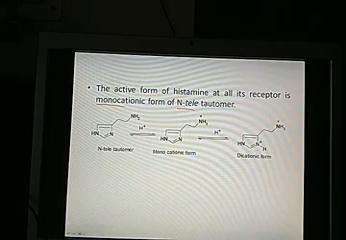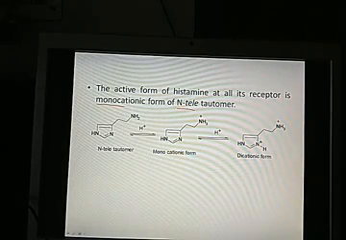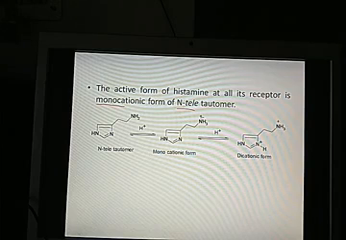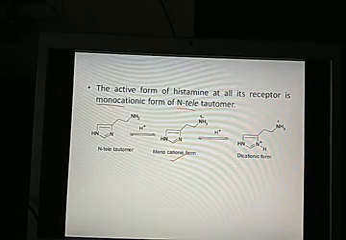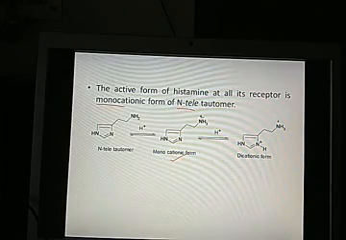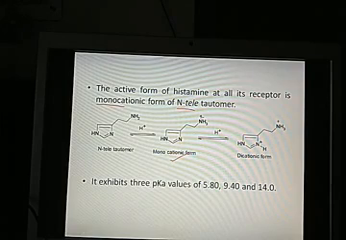Now this is the N-tele tautomer. N-tele means we have hydrogen at position number 1. This is histamine, N-tele tautomer. This is the monocationic form, with a positively charged group, and this is the dicationic form. However, this monocationic form is the active form of histamine at all its receptors. Now this histamine molecule exhibits 3 pKa values of 5.8, 9.4 and 14.